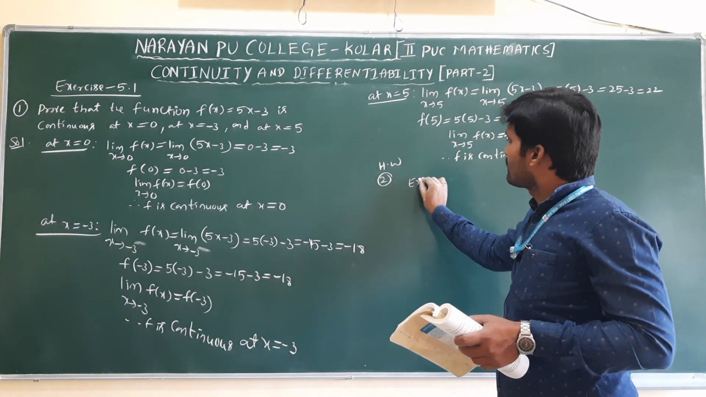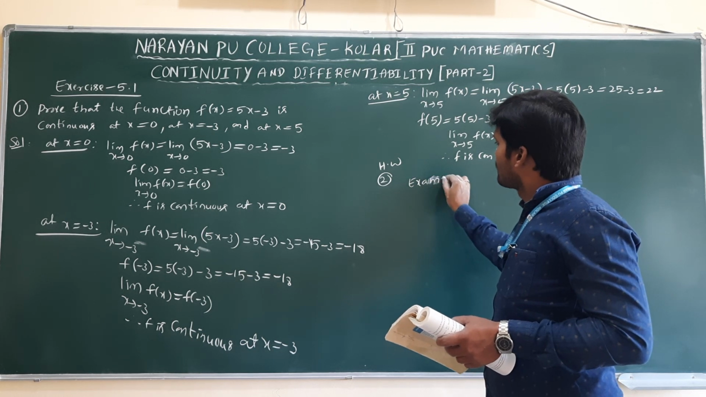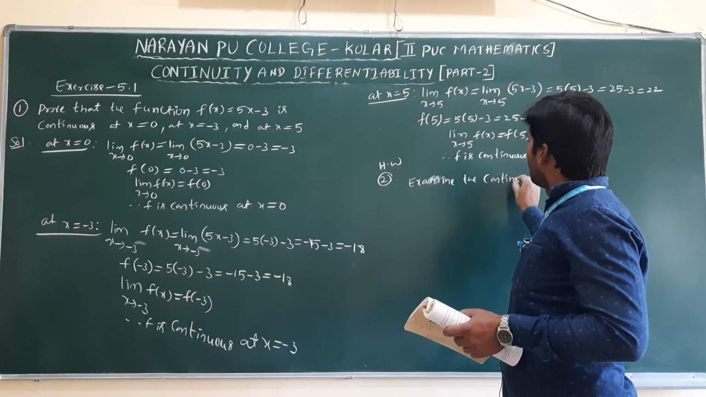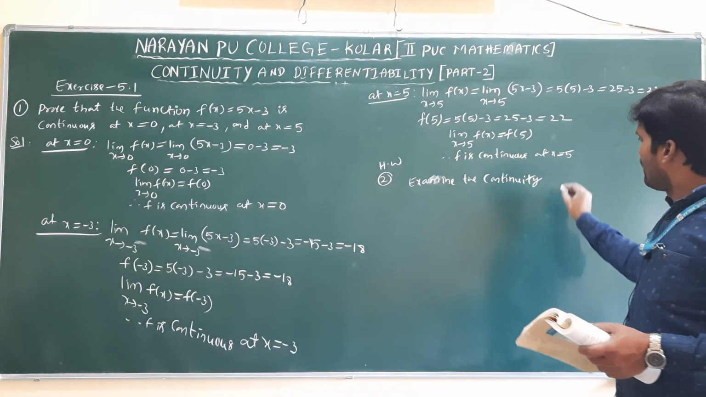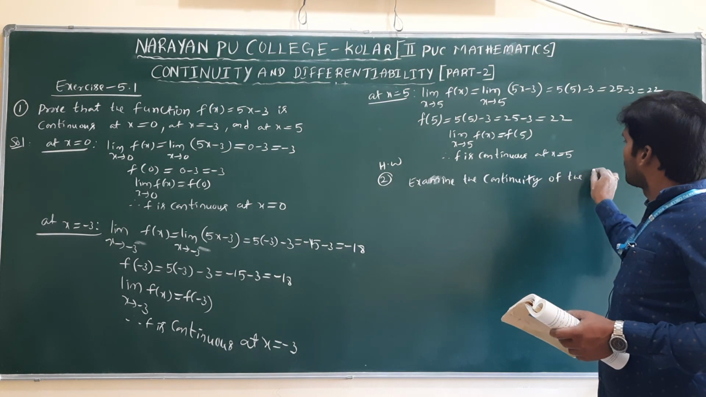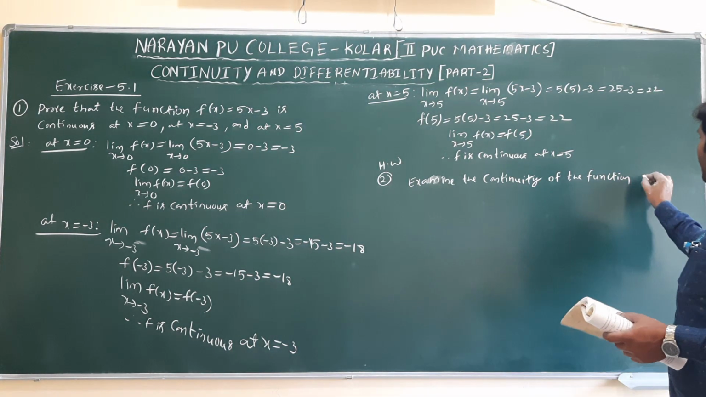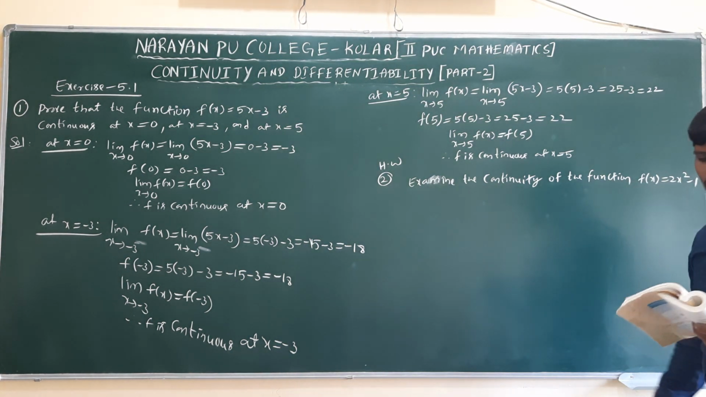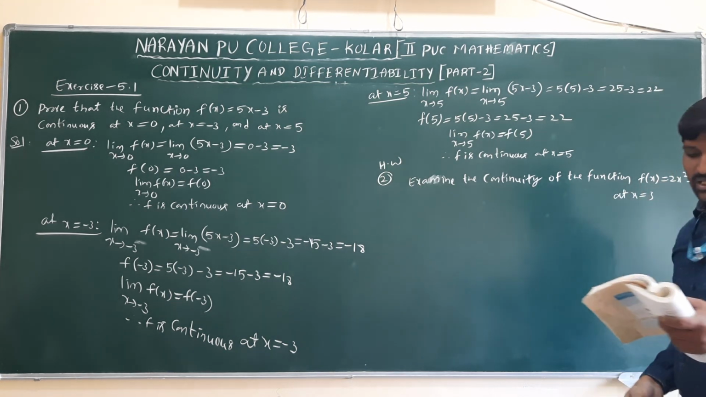Next, question number 2, homework we can do. Examine the continuity of the function f of x equal to 2x square minus 1 at x equal to 3.